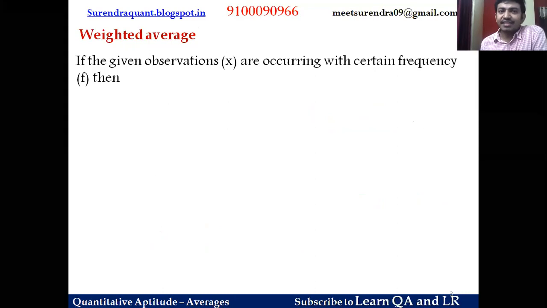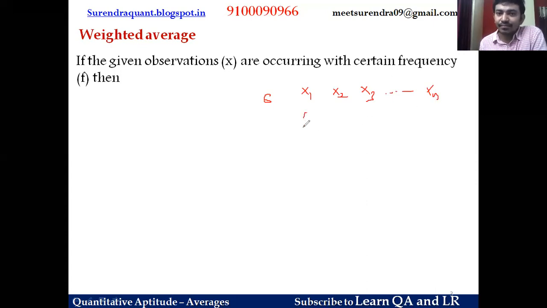Now let us consider a simple list, a set S with x1, x2, x3, and so on, xn as the observations with frequencies f1, f2, f3, and so on, fn. So guys, here x1 is one observation which comes for f1 times, x2 is the second observation which comes for f2 times, x3 is the third observation which comes for f3 times, and so on. I'll take a numerical example also, nothing to worry.